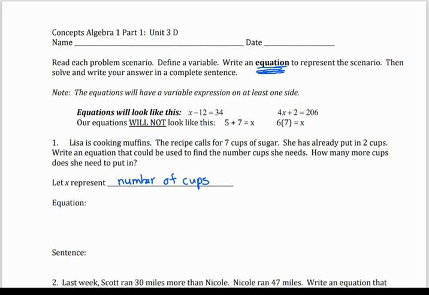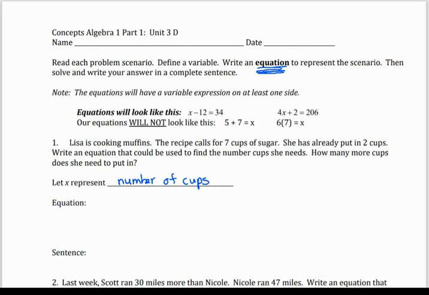Don't just say cups. Because are we talking about the color of the cup? The size of the cup? No, number of cups is what we're looking for. Now for my equation, we want it to look similarly to the example that they gave us. It doesn't have to say minus. It can say plus. It can say multiplied. But we want to have that variable on the left-hand side.